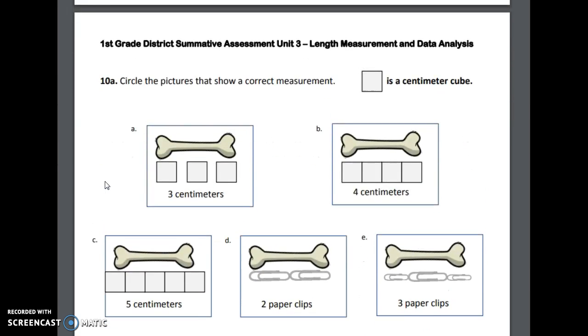In these questions, you're going to circle the pictures that show a correct measurement. So what that means is someone measured A, B, C, D, and E, but some of these were not measured correctly. So you're going to circle the letters of the pictures that show the correct way to measure. There is more than one answer, so make sure you look at all of them and circle the ones that are correct.